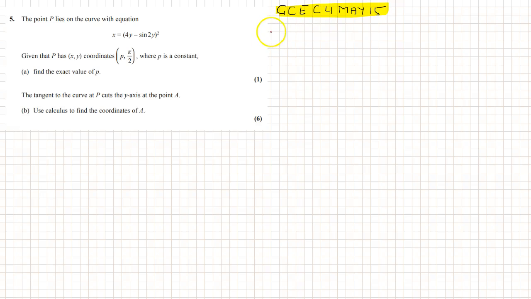This is GCE C4 May 15, question number 1. Point P lies on the curve with the equation. So this is a curve. This is point P. So this equation is x is equal to 4y minus sine 2y square.